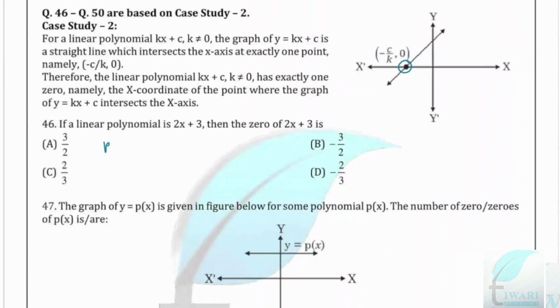So p of x is equal to 2x plus 3. It is given that p of x should be 0. So 2x plus 3 should be equal to 0, and 2x should be minus 3, x should be minus 3 by 2. So option number B is the right answer.